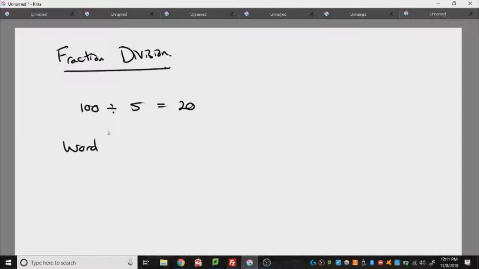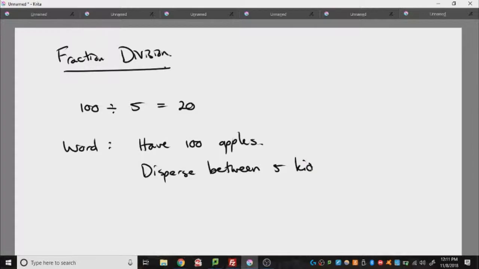Hold on. You have 100 apples. And you need to disperse it. Ooh, disperse. I like it. Can I spell disperse? I hope so. Disperse it between 5 kids in the preschool. Is that how you talk to Timmy? Disperse it between 5. I was listening. I was focusing. 5 kids in the school. Sure. Kids. Blah, blah, blah.